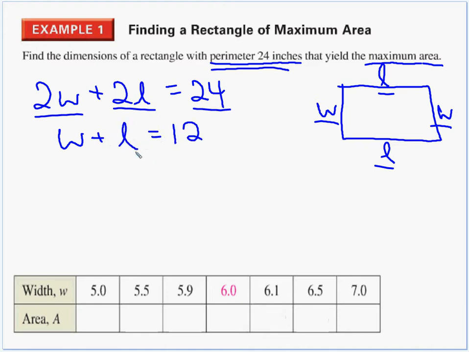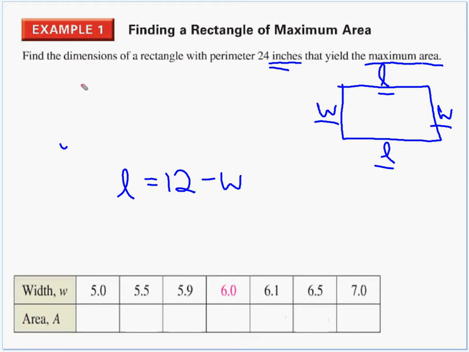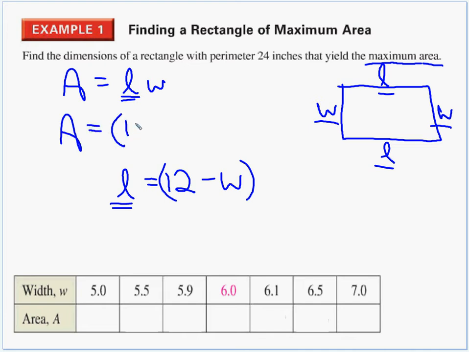It doesn't really matter, I'm going to get this L by itself. So L is going to equal 12 minus W. So L is 12 minus W. And now we want to maximize the area of the rectangle. So area equals length times width. Well, we can take out this L and replace it with 12 minus W. So the L disappears, replaced with a quantity, 12 minus W, and we're multiplying that by this W outside.